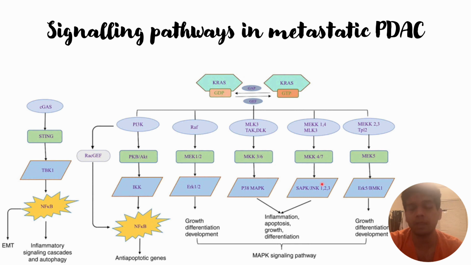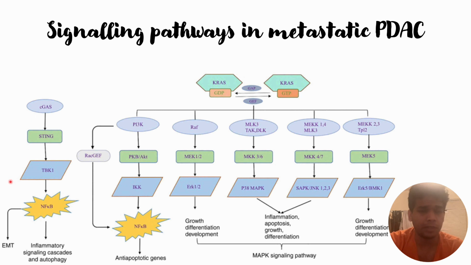This JNK signaling pathway is also found to be altered in other pancreatic tumors, and not just in pancreatic tumors, but also in other types of cancers, such as leukemia, or we can call it blood cancer. In blood cancer also, this JNK pathway is found to be altered.